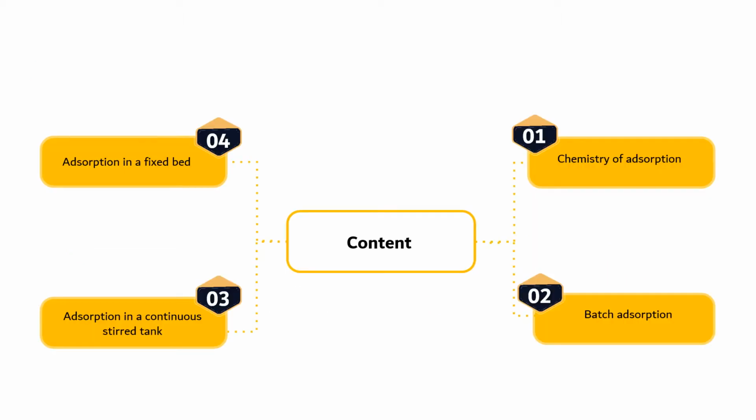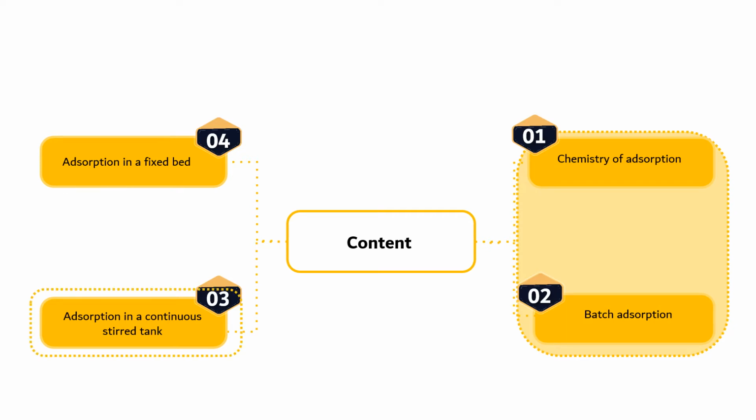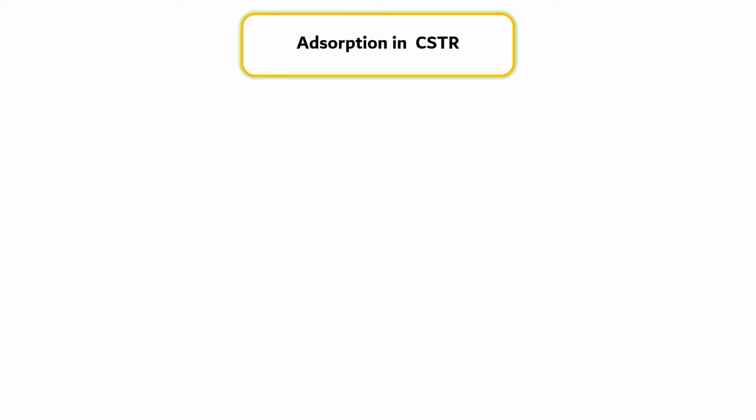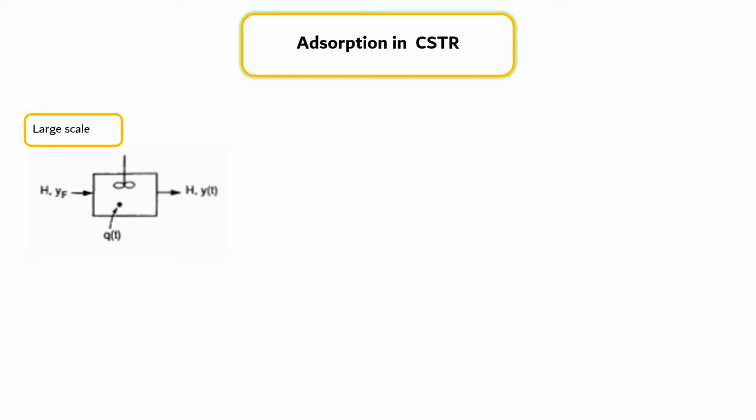We have previously discussed the chemistry of adsorption and batch adsorption. In this segment, we will discuss adsorption in a continuous stirred tank. A continuous stirred tank is also called a continuous stirred tank reactor and tends to be used for larger scale separations than those carried out in batch.